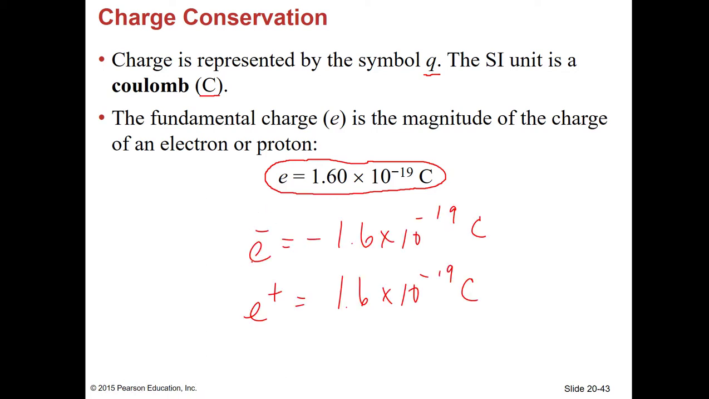Sometimes you might see it written like this, by the way. E minus, so this is for an electron, minus 1.6 times 10 to the minus 19th. E plus, sometimes you might have seen it like that. That's for a proton. So this is an electron, and this is a proton. And it's the same magnitude of charge. One is positive and one is negative.